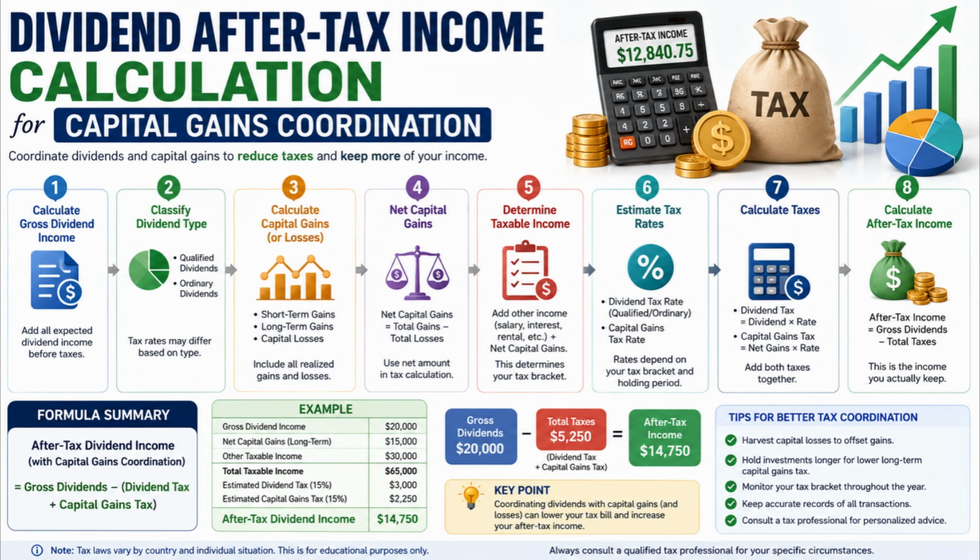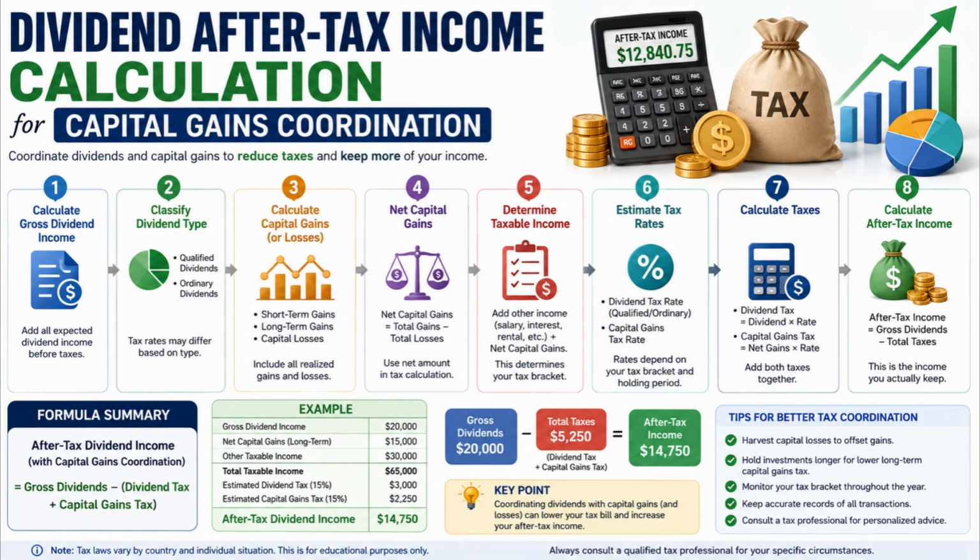After that, calculate the total taxes. Dividend tax can be estimated by multiplying dividend income by the dividend tax rate. Capital gains tax can be estimated by multiplying net capital gains by the capital gains tax rate. Then, both tax amounts are added together to find the total tax impact. Once total taxes are calculated, the investor can calculate after-tax income. The simple formula is after-tax dividend income equals gross dividends minus dividend tax and capital gains tax. This gives the amount the investor actually keeps after taxes.